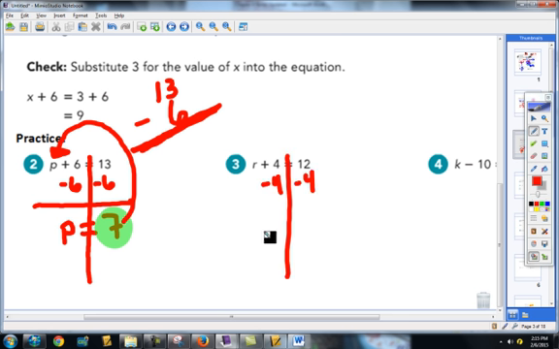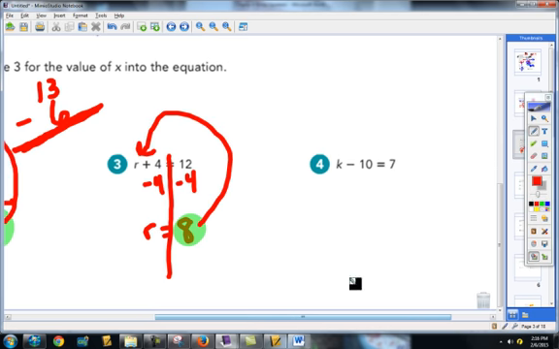Minus 4. That's going to leave me with R equaling 8. I'm going to take that 8 and plug it in just to be certain. And 8 plus 4 is definitely 12. And finally, this is the one hopefully nobody messed up, but I'm sure some did.